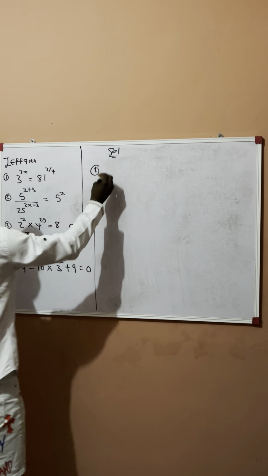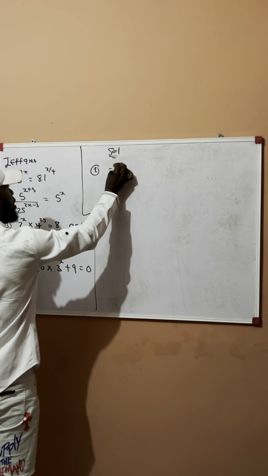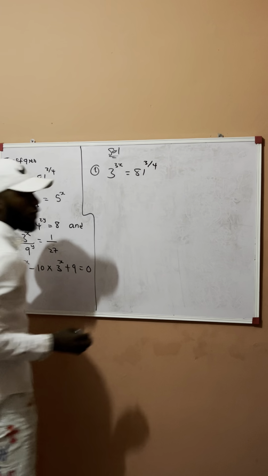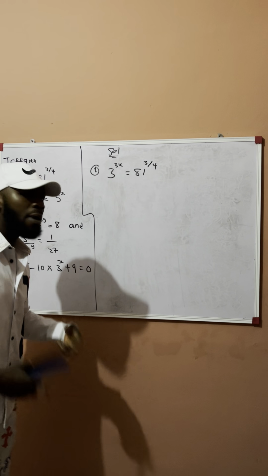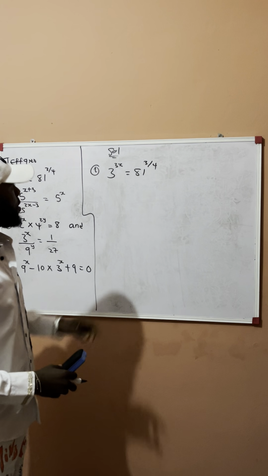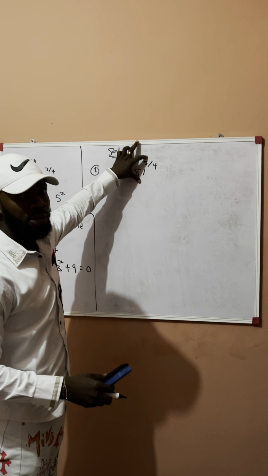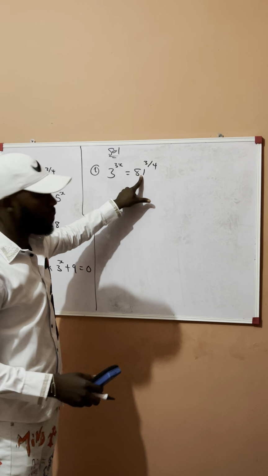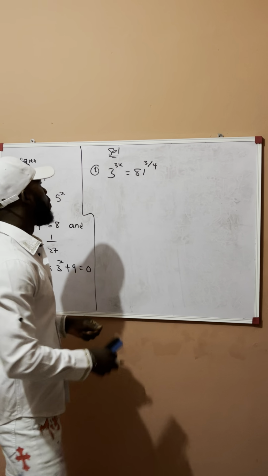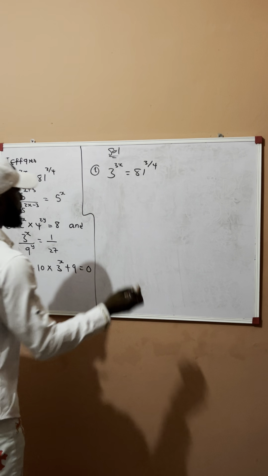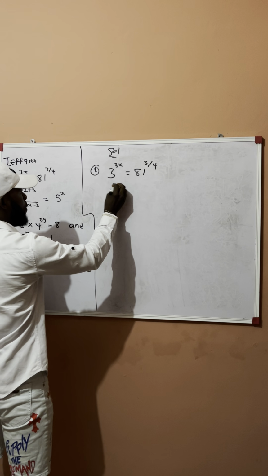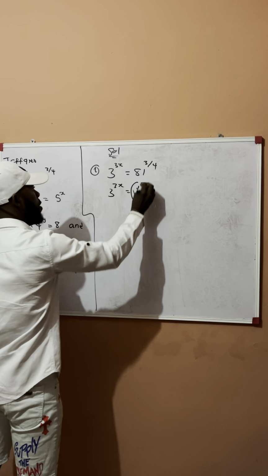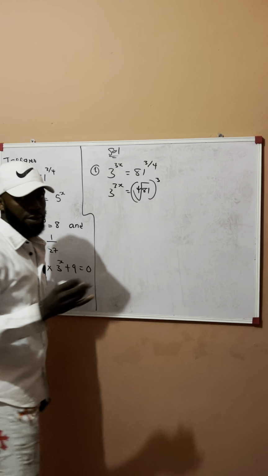Question number 1 says 3 raised to the power of 3x is equal to 81 raised to the power of 3 over 4. Now, if you remember our previous class, I told you that this is a fractional power law, and that the denominator becomes the root of the base, which is 81. So it becomes 3 raised to the power of 3x is equal to the 4th root of 81 raised to the power of 3, which is the numerator.